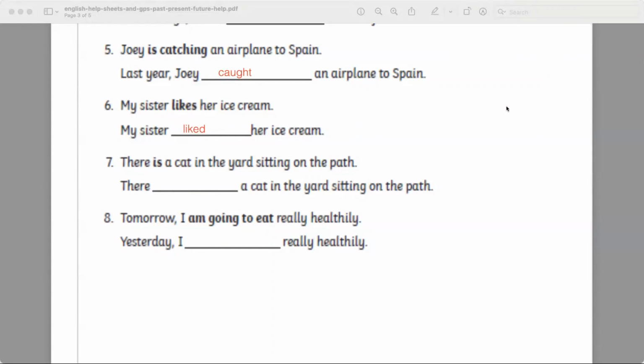And number 7, there is a cat in the yard sitting on the path. Emmanuel EC, Hatton. There was a cat in the yard sitting on the path. Well done.